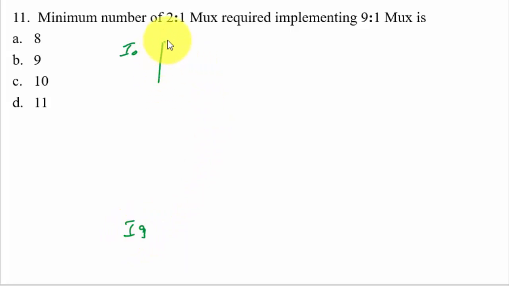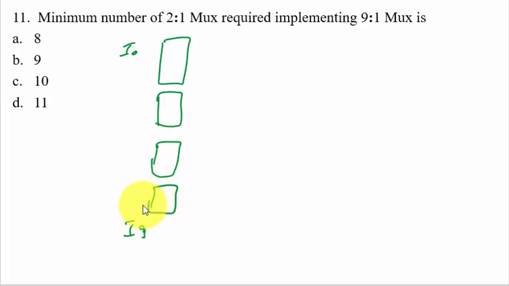So what is the multiplexer you are using? You are going to make use of a 2:1 multiplexer. So this data will be I7 and this one will be I6. So this data is I8 because I am starting from I0. The output of this one is given to a next set of multiplexer.